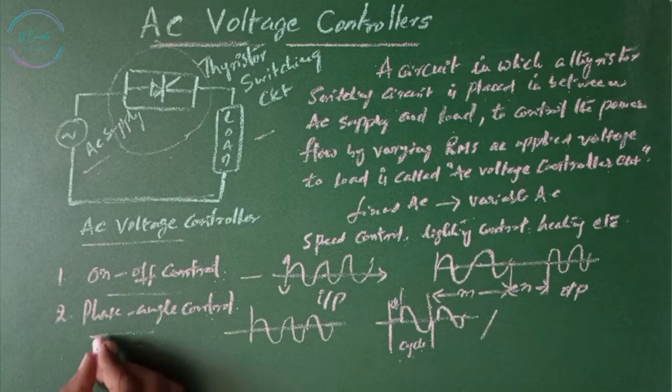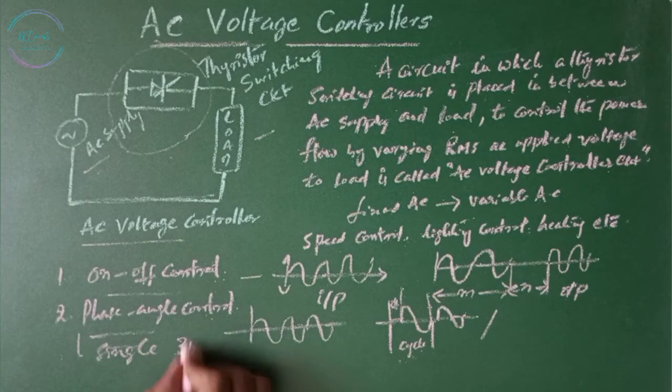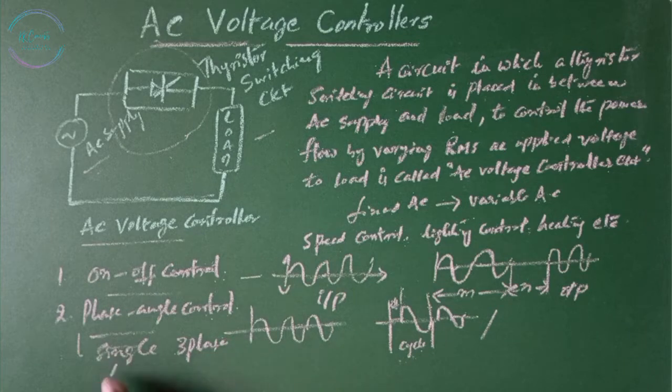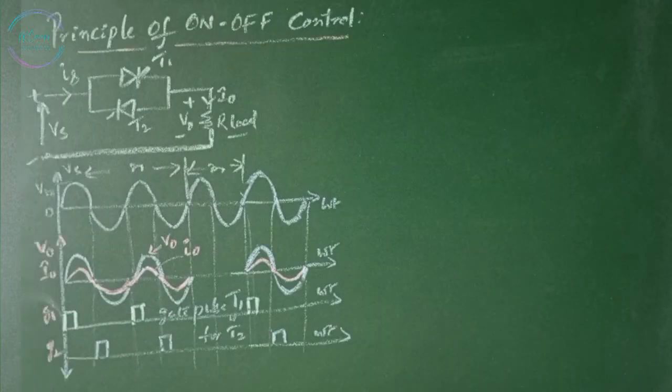Phase angle control is again divided into single phase and three phase. Again, single phase is divided into half wave and full wave with different loads. Similarly, three phase is again divided into half wave and full wave converters. Principle of on-off control: here we have considered a single phase full wave converter.